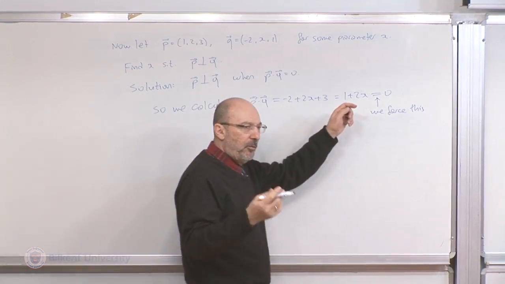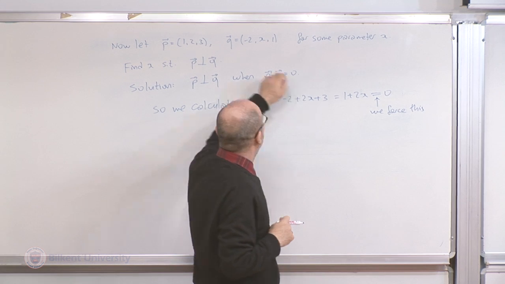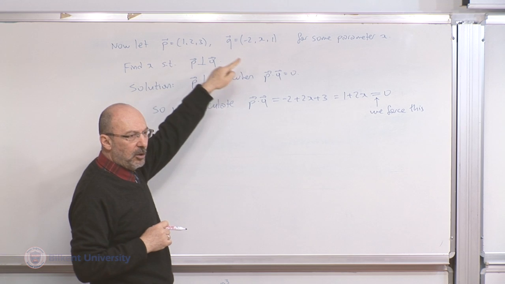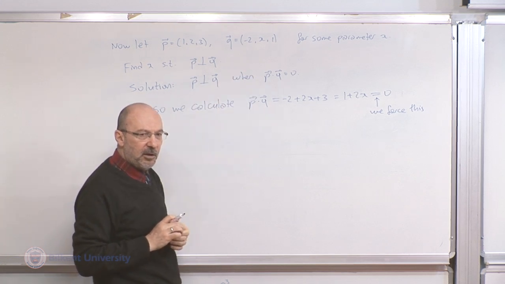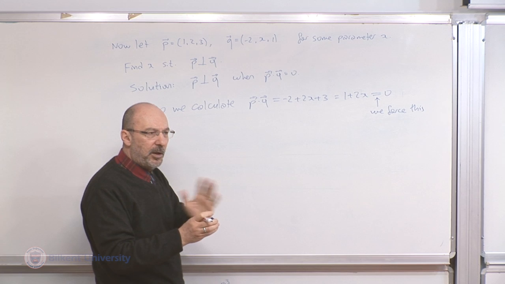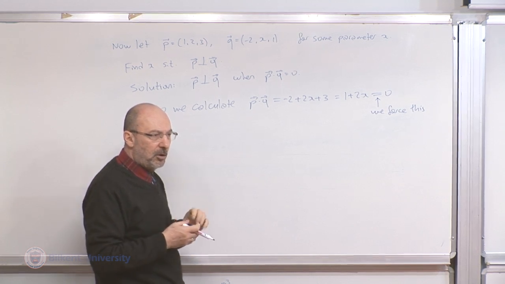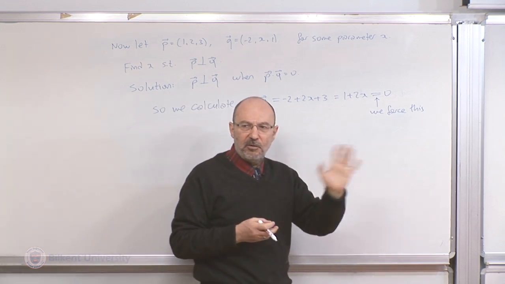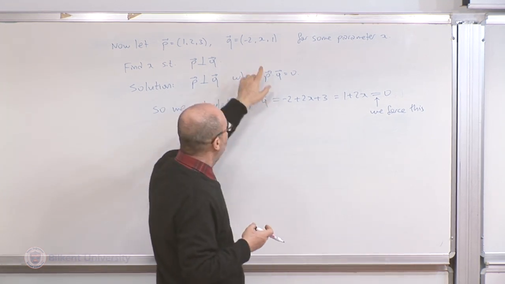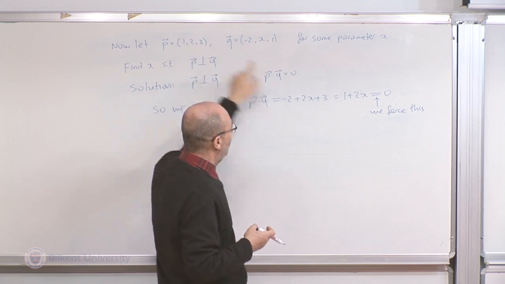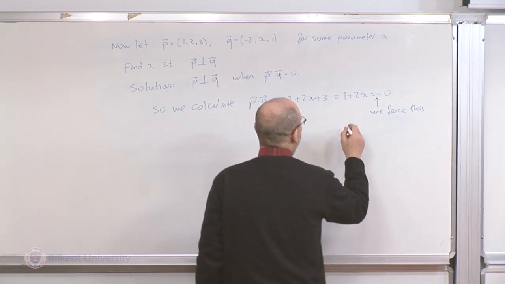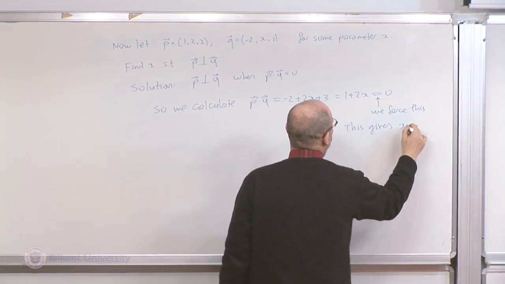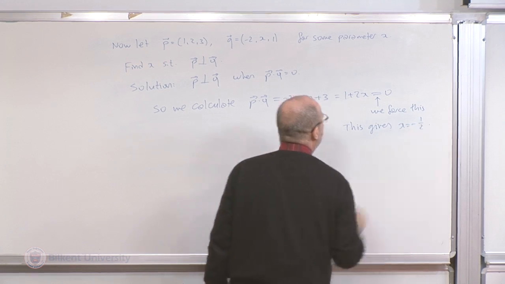Is there a case when x cannot be solved? If corresponding to this, instead of 2, we had 0, then the dot product will not have x in it. The dot product is fixed. So no matter which x you choose, the dot product will be that number, and if that number is not 0, you'll never make them perpendicular to each other. In this case, the corresponding number is non-zero, so x appeared here. So this gives x equals minus 1 over 2.